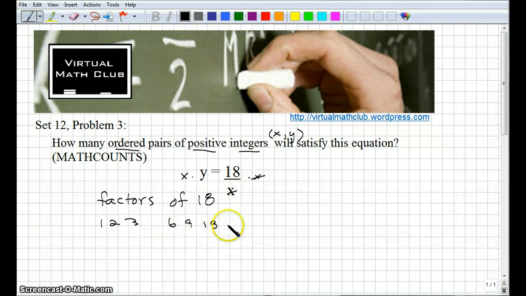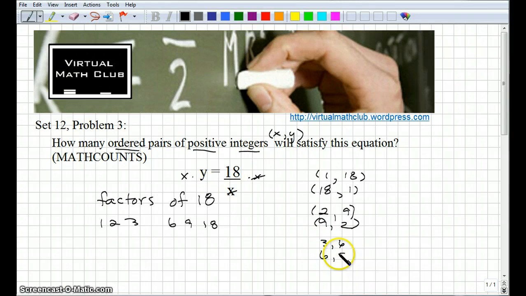So how many ordered pairs can we make? Well, we'd have 1 and 18, but 18 and 1 is different in this case because they're asking for ordered pairs. So we also have 2 and 9, but then we also have 9 and 2, because order matters in this case. And again, we'd have 3 and 6 and 6 and 3. So we could just count them: 6, right? We have 6 ordered pairs that we can make.